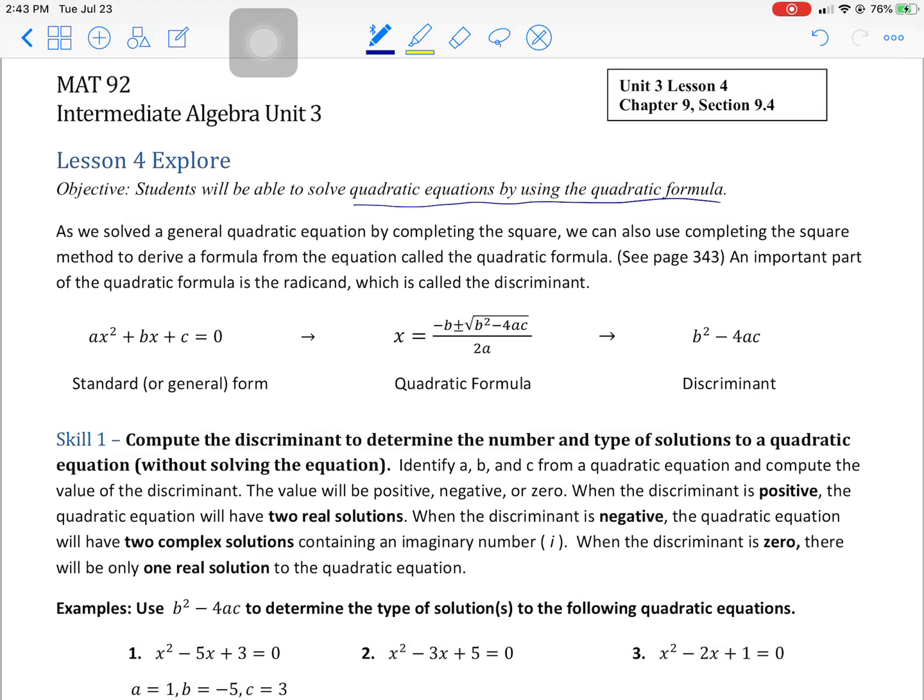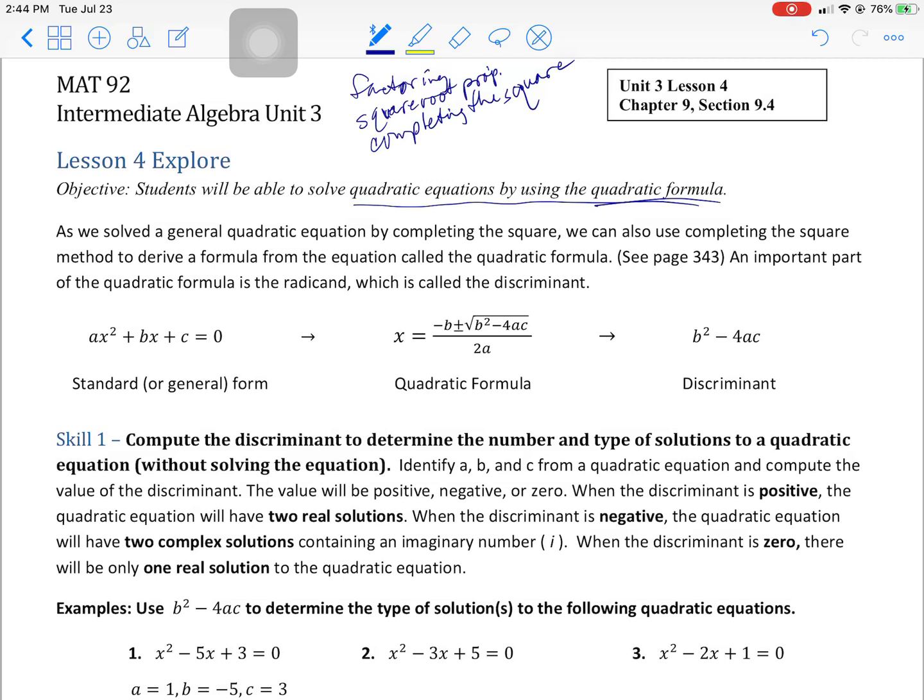So we have been solving quadratics by factoring. What else? Square root property, or the even root property. Sorry for the handwriting. And completing the square. Okay, so we're going to add to that. Sorry, if you can read that. We're going to add to that using the quadratic formula.